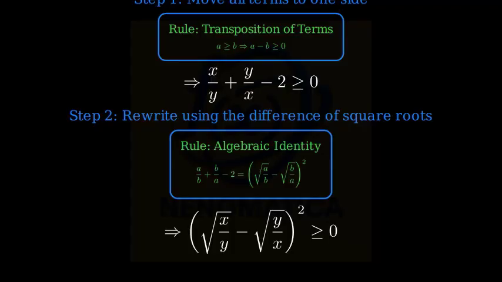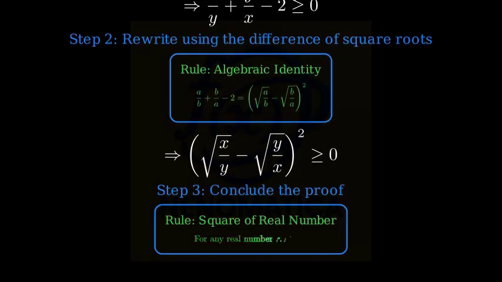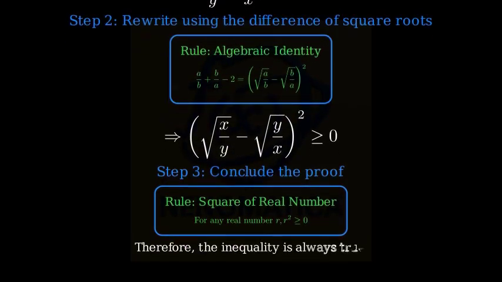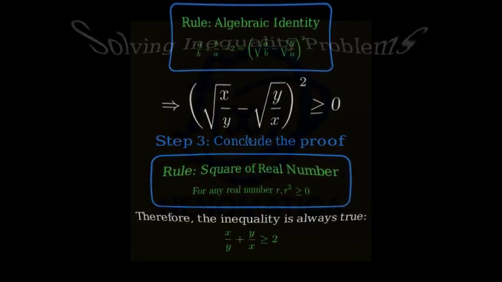For our final step, we'll use the fact that any squared real number is always non-negative. Since (square root of x over y minus square root of y over x) squared is always greater than or equal to 0, this means our original inequality x over y plus y over x is greater than or equal to 2 is always true for any real numbers x and y.